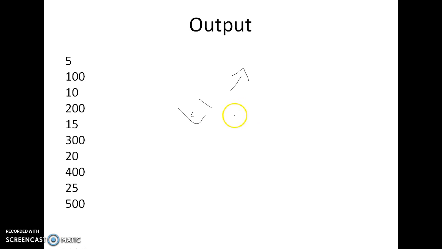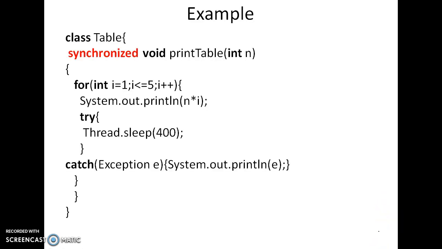That is called synchronization. So if you apply synchronization, what will be the output? 5, 10, 15, 20, 25, and then 100, 200, 300, 400, and 500. Okay, so let us see how I can achieve synchronization. I'll be using the keyword synchronized. In the method printTable, before that method, I should use the keyword synchronized.